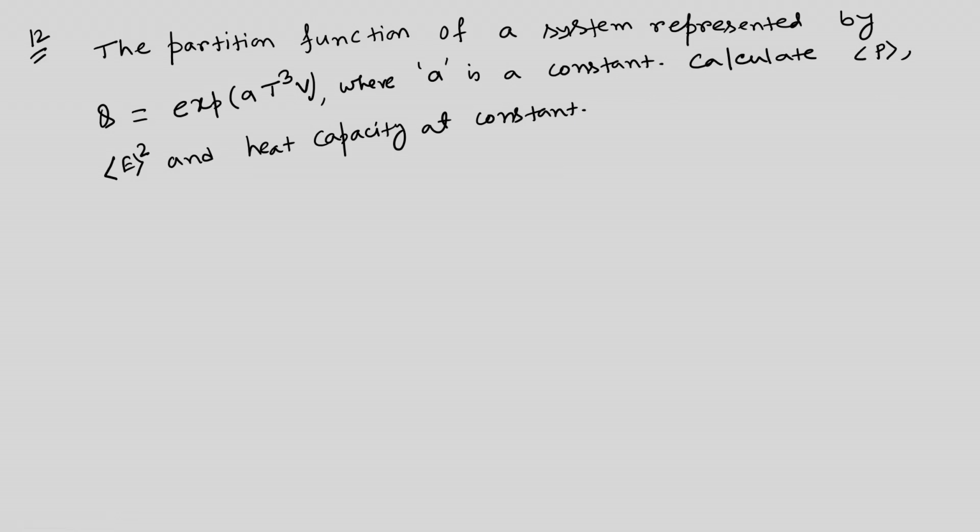Problem number 12 is the partition function of a system represented by q equals exponential of a T to the 3 times V, where T and V are absolute temperature and volume respectively, and a is a constant. And we need to calculate average pressure, average energy squared, and heat capacity at constant volume, or CV. It's a pretty straightforward problem.